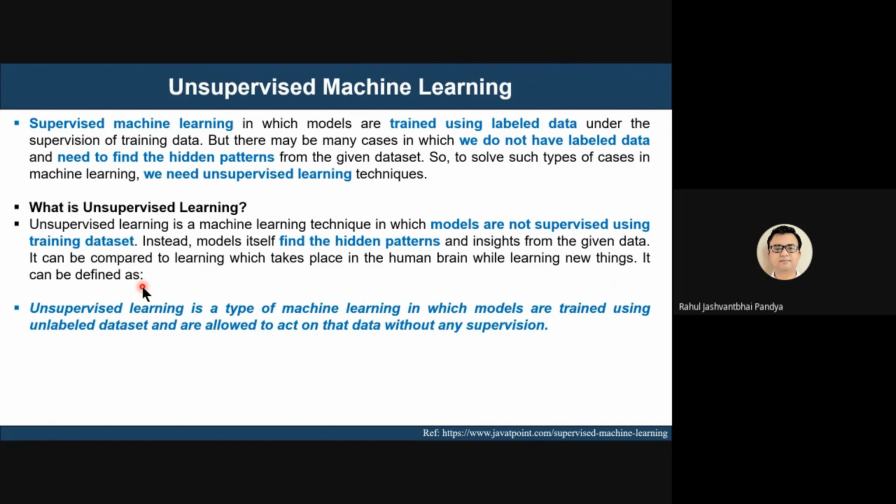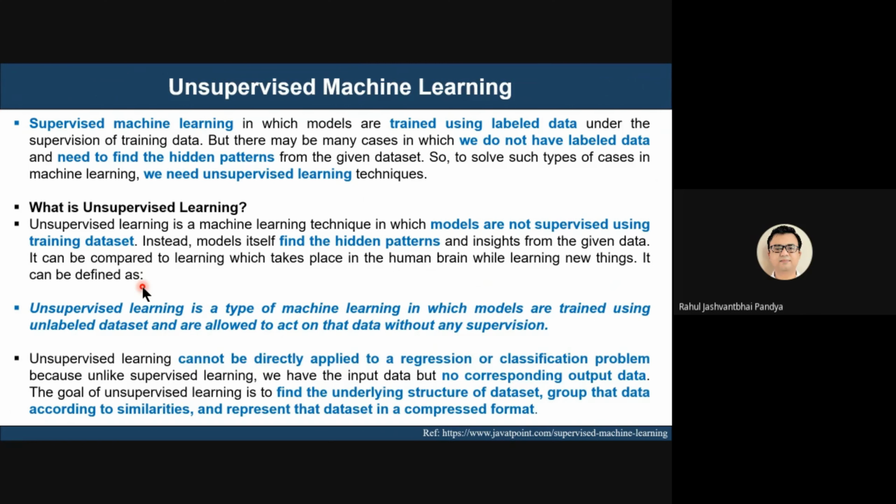Unsupervised machine learning is a type of machine learning in which models are trained using unlabeled data sets and are allowed to act on that data without any supervision. Unsupervised machine learning cannot be directly applied to a regression or classification problem, because unlike supervised machine learning, in this particular case we do not have any labels for the data. So the knowledge about the data is limited.